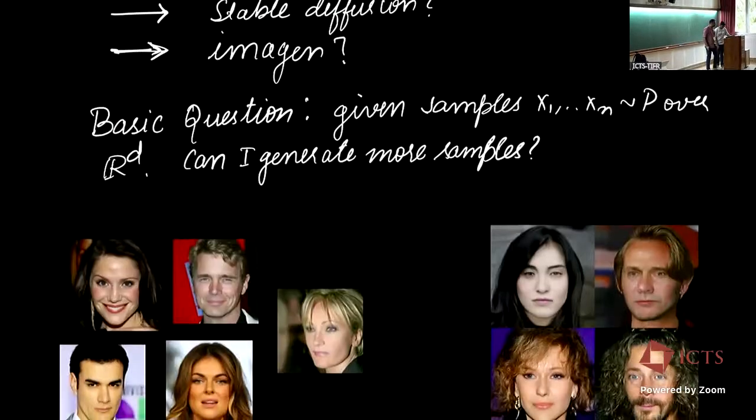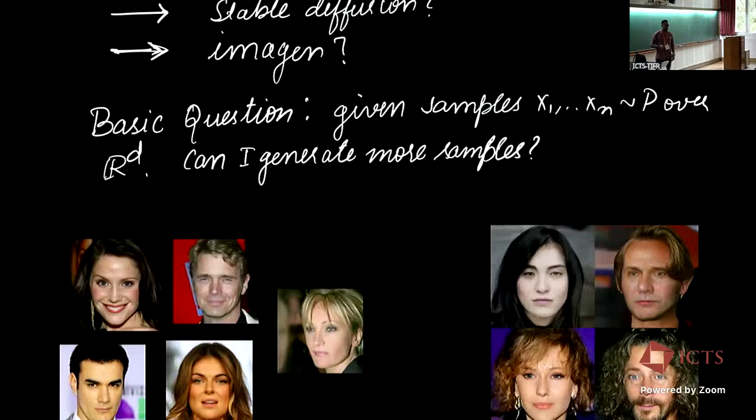Okay, so the basic question is this. You're given samples x1 to xn from some distribution p over R^d. Can I generate more samples? For example, these images are a distribution over R^d. Can anyone tell me how it is a distribution over R^d? How would you represent it over R^d?